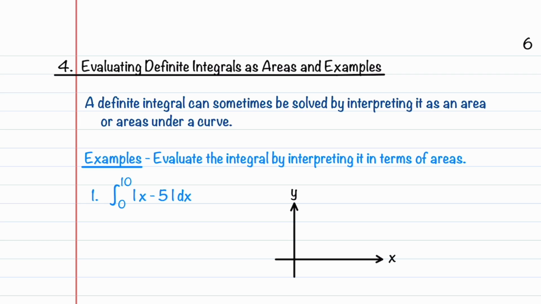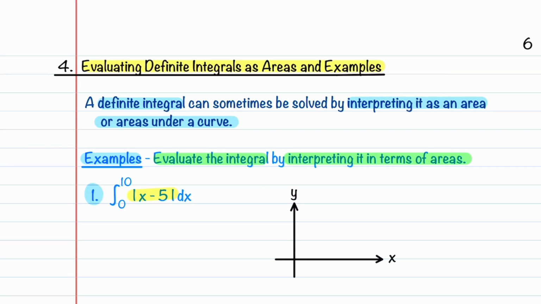We're now going to work through 2 examples where we are going to evaluate a definite integral using geometry. A definite integral can sometimes be solved by interpreting it as an area or areas under a curve. In both of these examples, we are going to evaluate the integral by interpreting it in terms of areas. In our first example, we have the integral from 0 to 10 of the absolute value of x minus 5 dx. The absolute value of x minus 5 is the function that we're going to be integrating, and we're going to start by graphing this function.